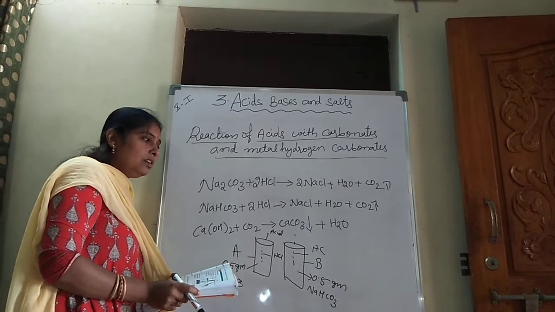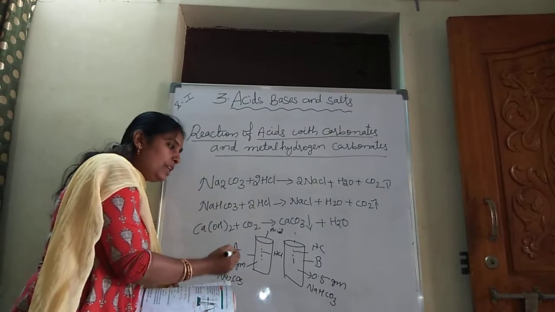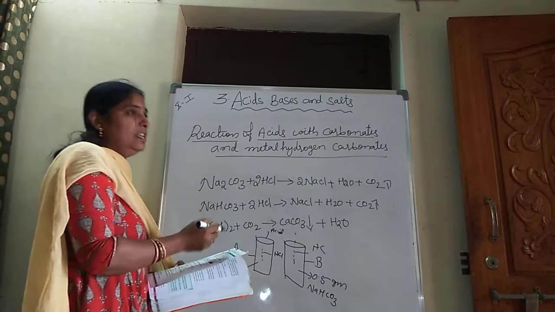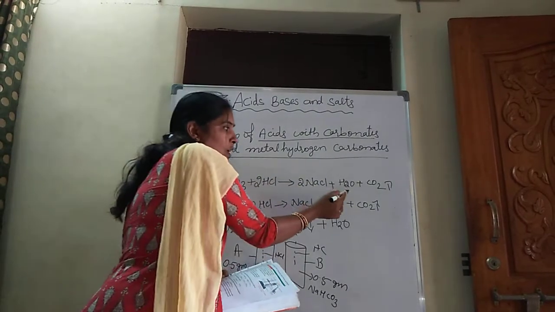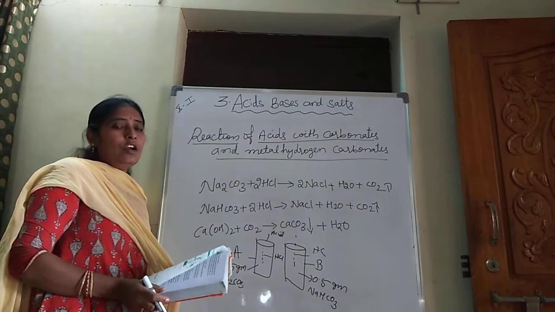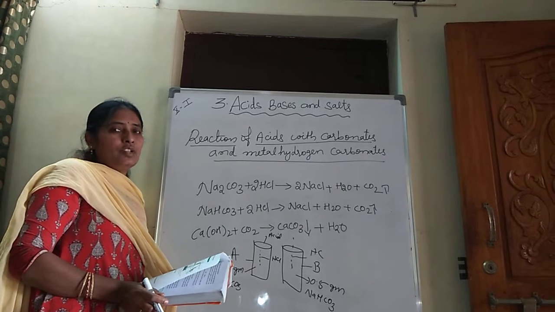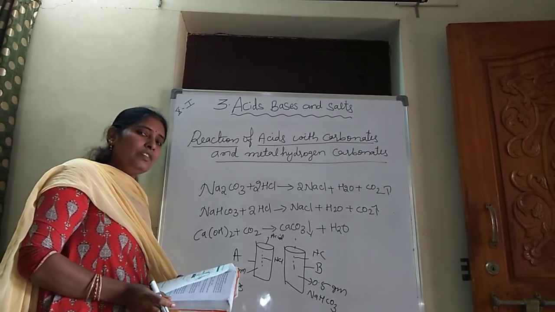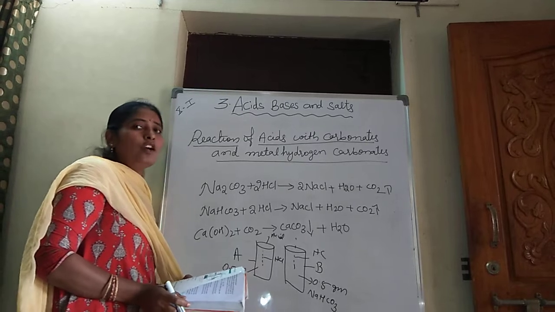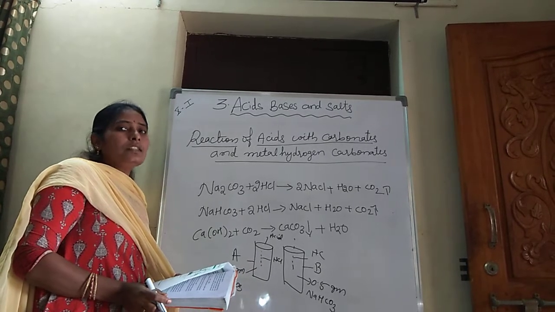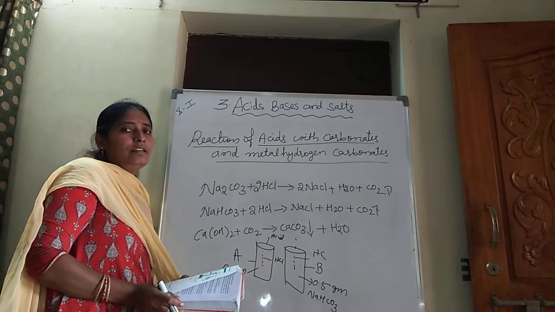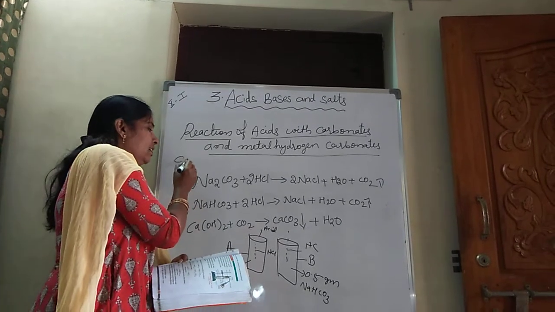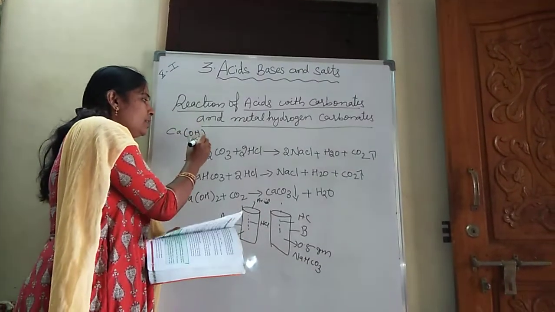What do you observe here? Sodium carbonate as well as sodium bicarbonate react with the acid and form salt, water and carbon dioxide. In this reaction also a colorless gas is formed. How will we identify that colorless gas as carbon dioxide? Pass it through lime water. Lime water is nothing but calcium hydroxide.